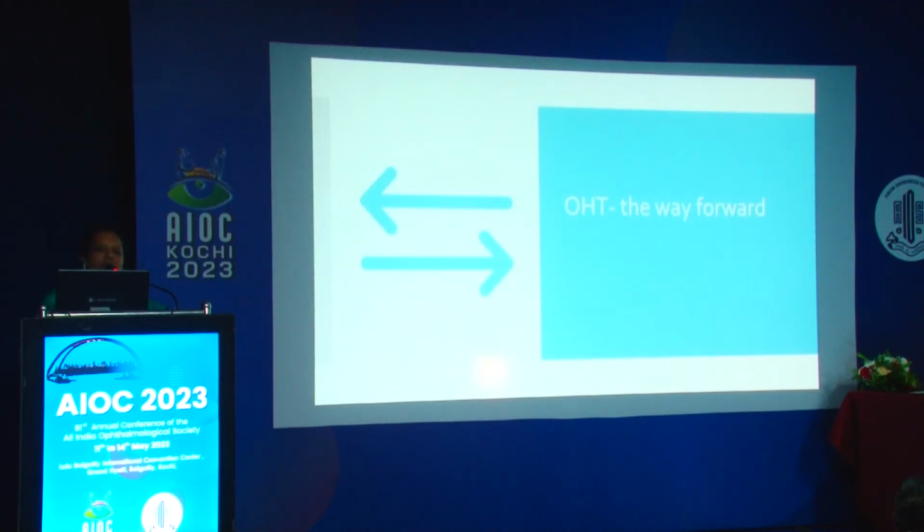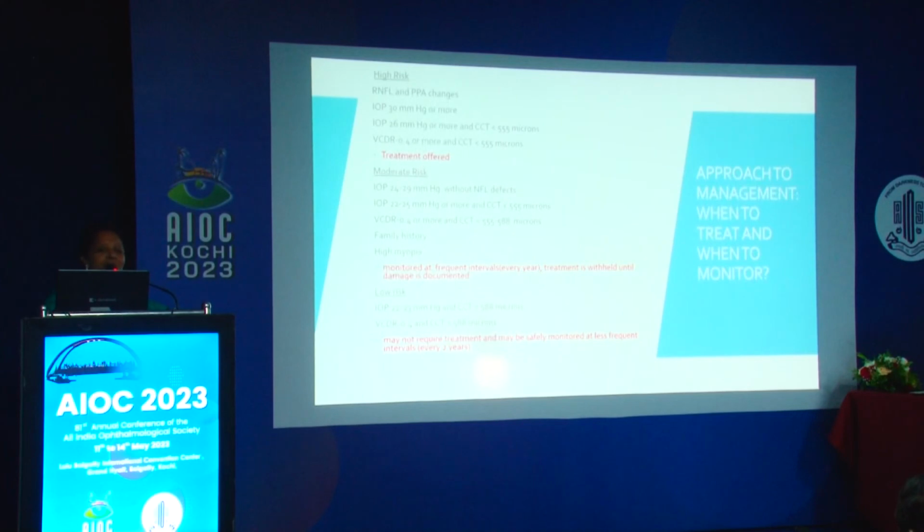So what is the way forward? The approach to management, that is when to treat and when to monitor, would depend on stratifying patients into high risk, moderate risk, and low risk. The majority of patients fall in the low risk group, so they require just monitoring at less frequent intervals, once in 2 years. Those in the moderate risk group can be monitored at more frequent intervals, and treatment is withheld until damage is documented. Whereas in the high risk group, you can consider treatment.